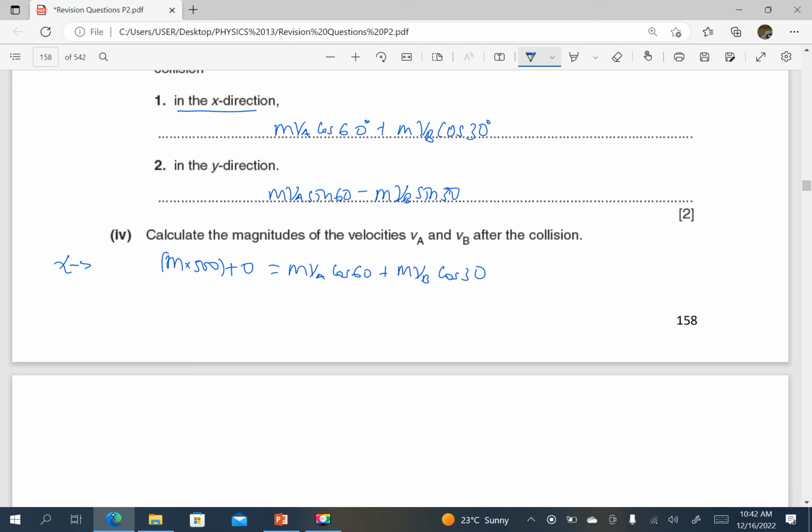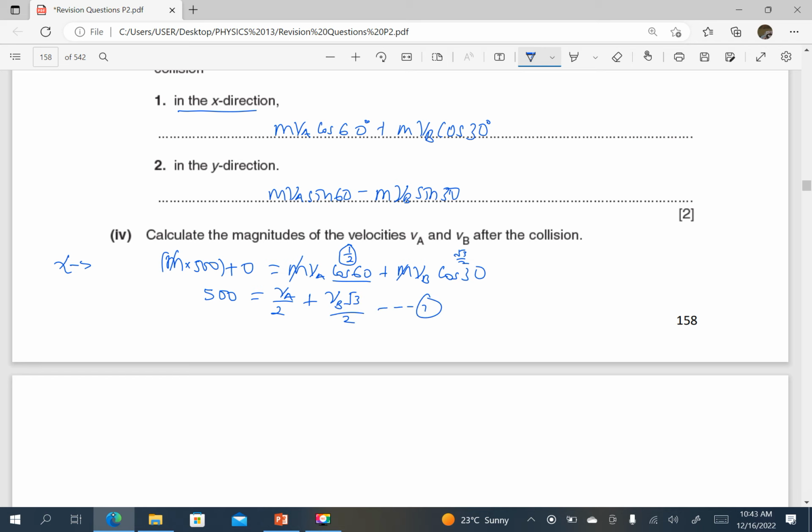And as a mathematician, you notice that the cos of 60 is the same as the sine of 30. The cos of 60 is a half. The cos of 30 is root 3 over 2. So I want to simplify my life. So this is going to be VA divided by 2, because the cos of 60 is a half. Then m, remember m has cancelled out because it was a common factor. So that is VA over 2 plus the cos of 30, which is root 3 over 2. So this is going to be VB root 3 over 2.